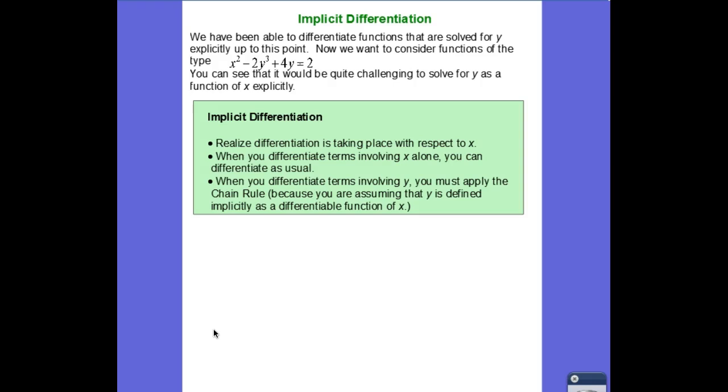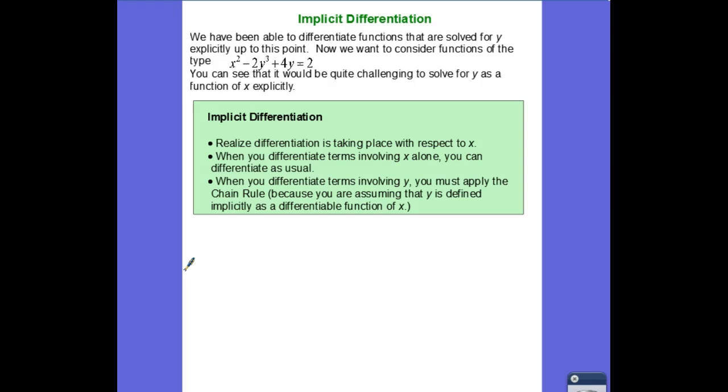So the first thing that we have to do is to realize that we're going to be differentiating with respect to x. And this is something I'm going to be talking about as we go through this. When you differentiate terms involving x alone, you can differentiate as usual. But there's also a notation for differentiating x that may remind you of this, and I'll model that for you in a little bit.